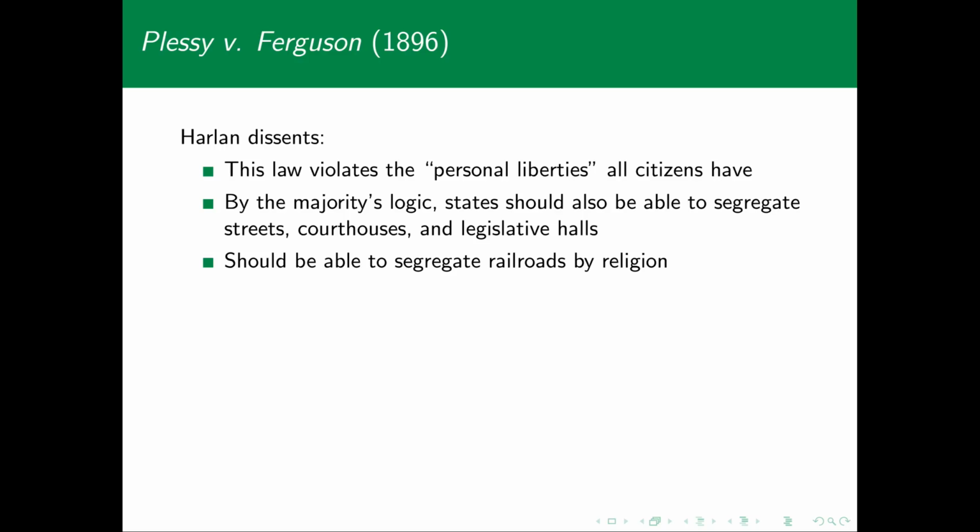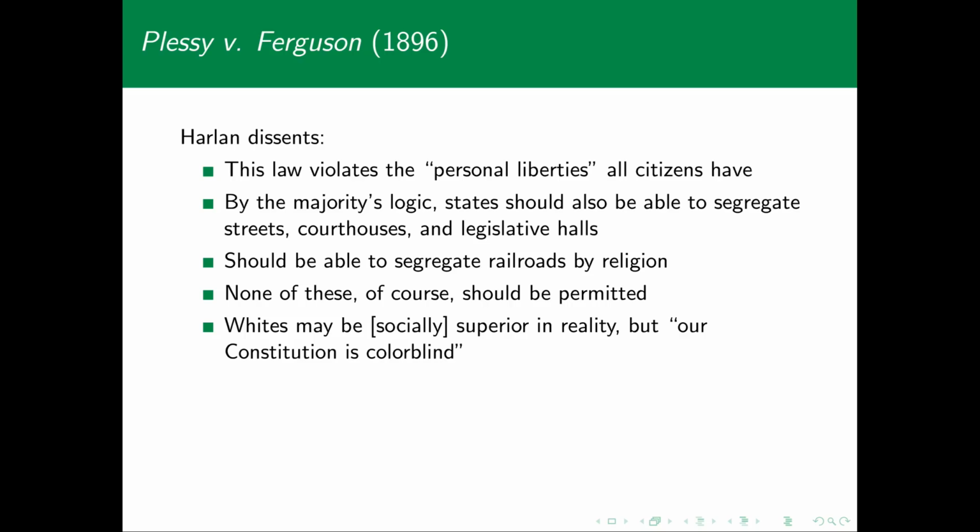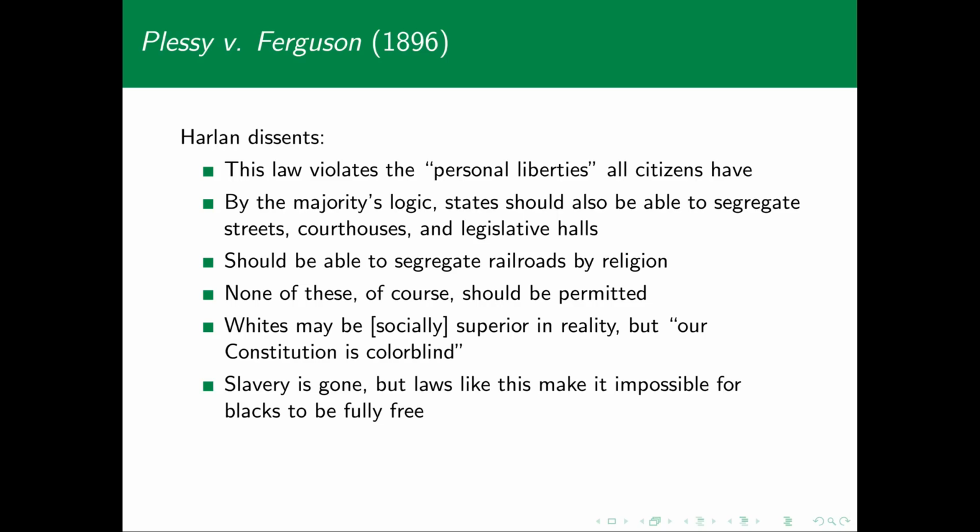He said whites may be socially superior in reality, but our Constitution is colorblind and should not be used to uphold what he deems to be violations of the Constitution. So despite slavery not being allowed, laws like this make it impossible for blacks to achieve the social equality that they're guaranteed, at least by the letter of the law, by the 13th and 14th Amendments.